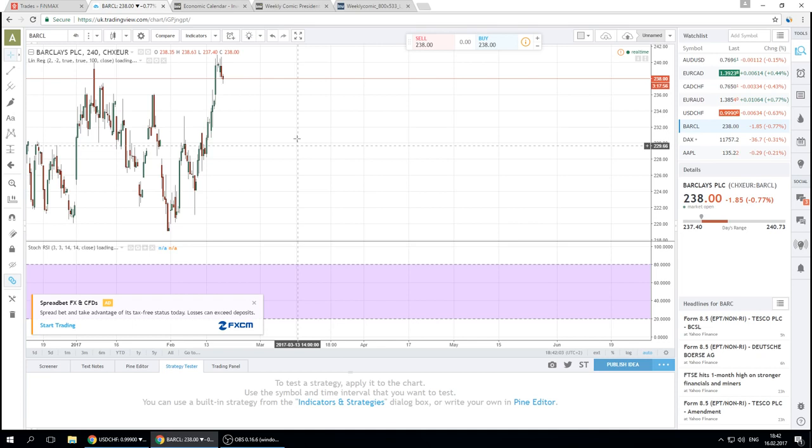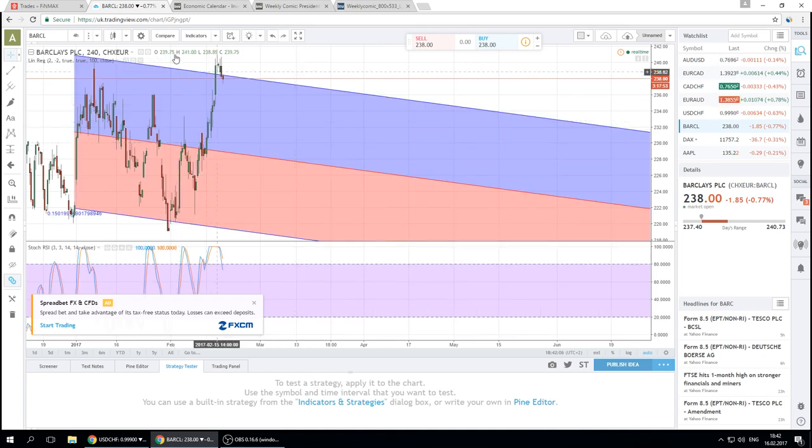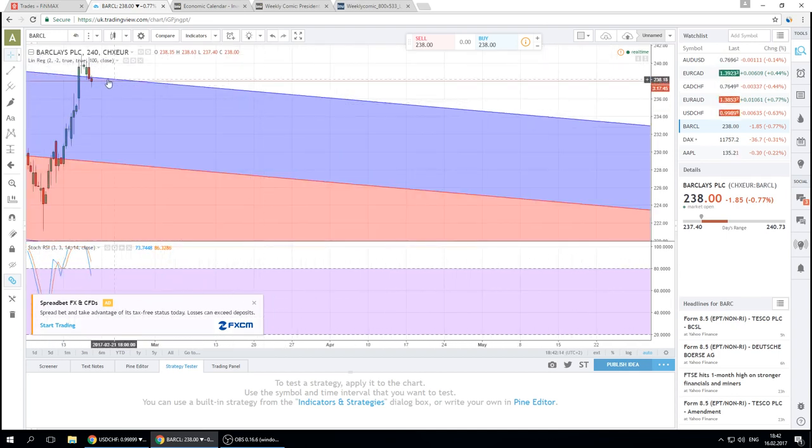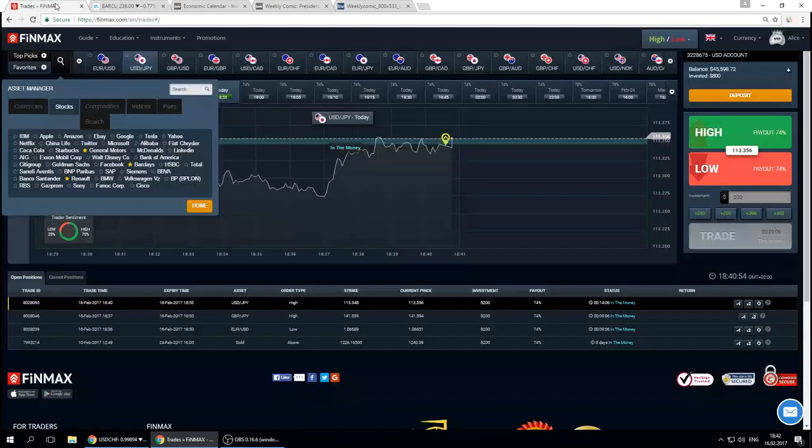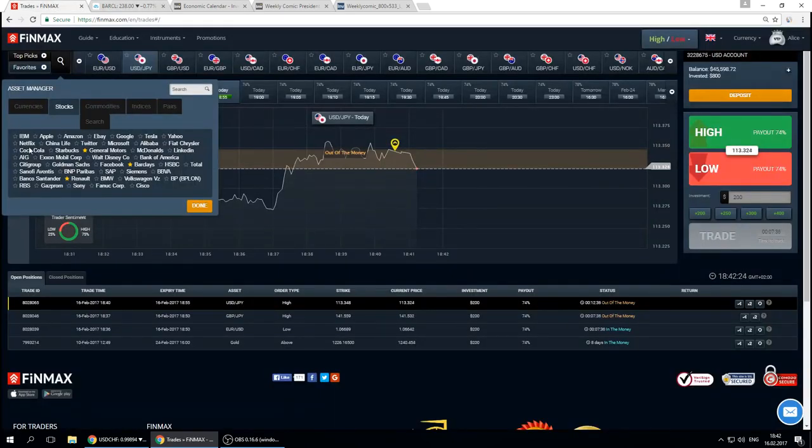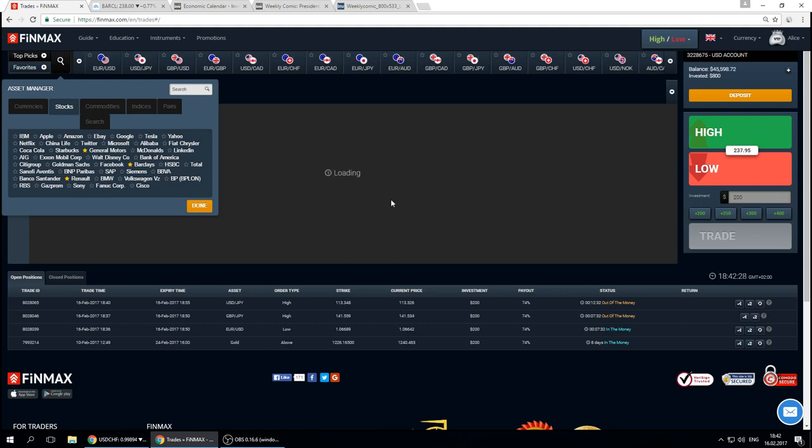What do we see on Barclays? Also, you see the price for Barclays stock had reflected from the upper line, here we see the pin bar figure, and the situation is also good to open the long-term trade for Barclays. I'm not sure if we are in trading hours, but let's try.